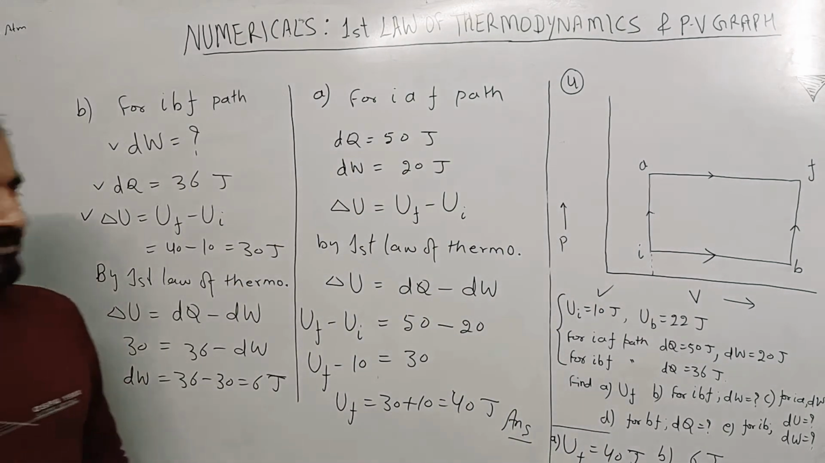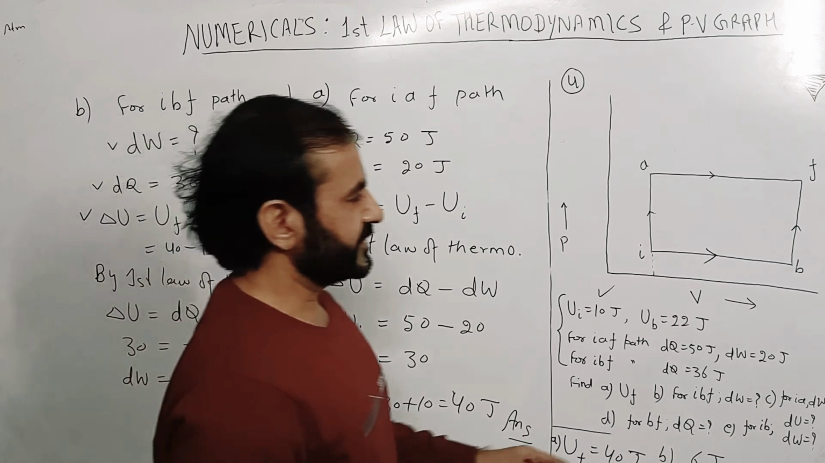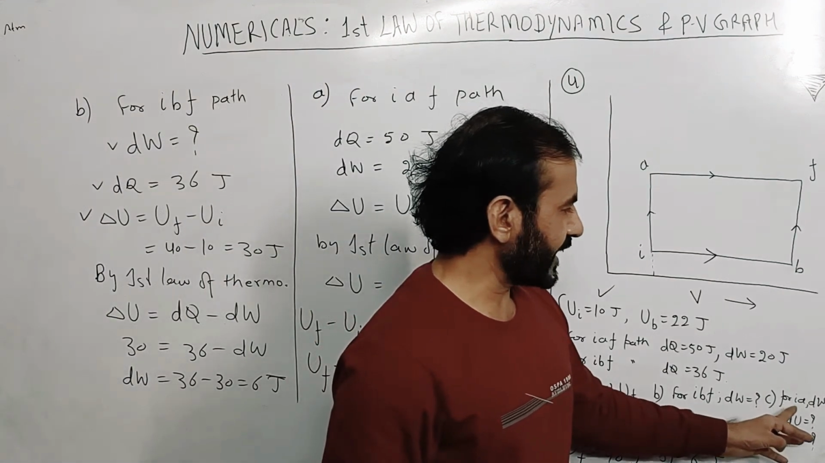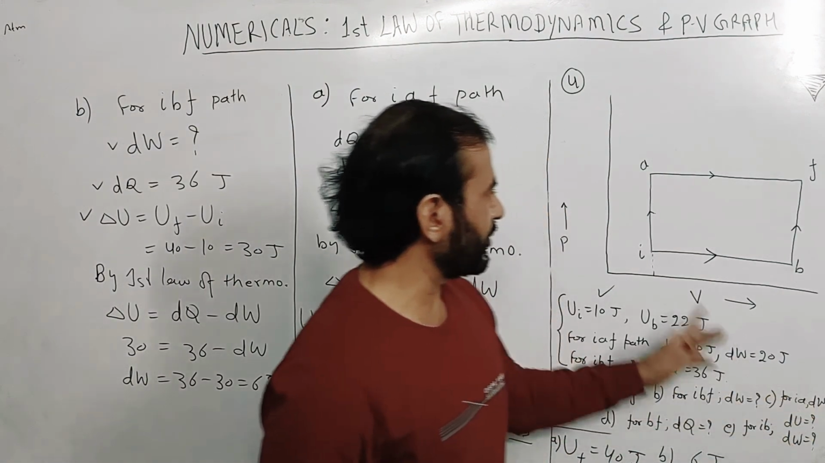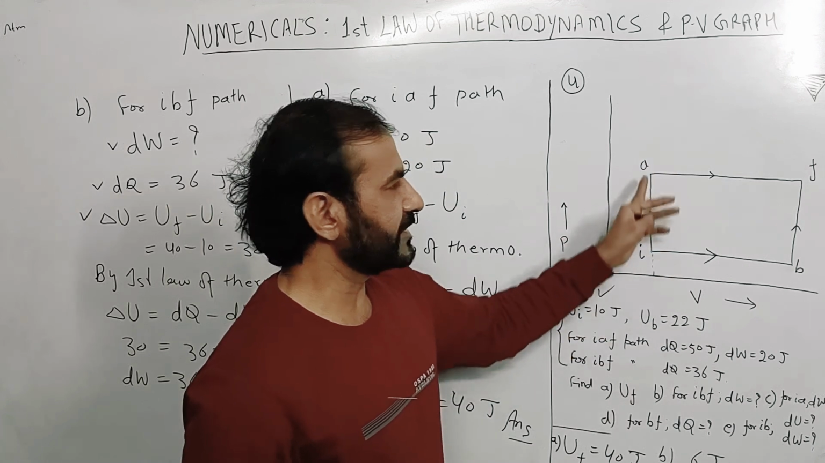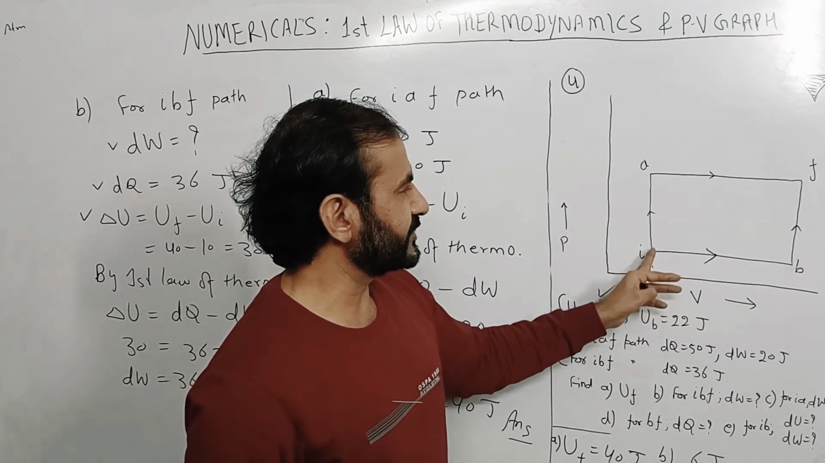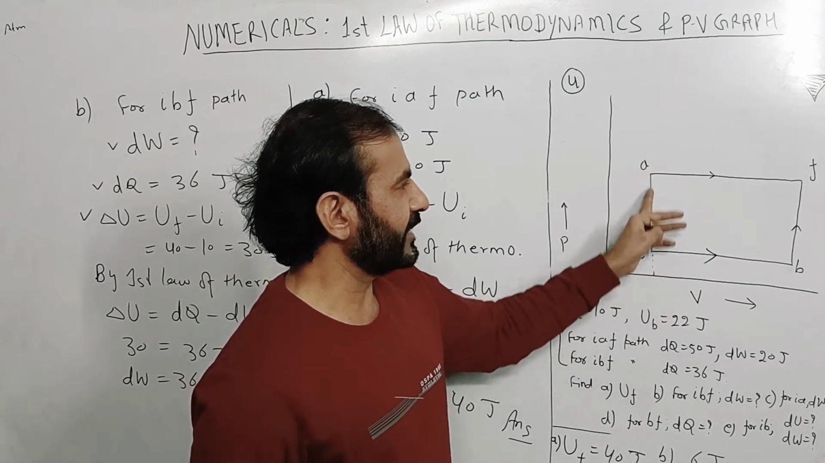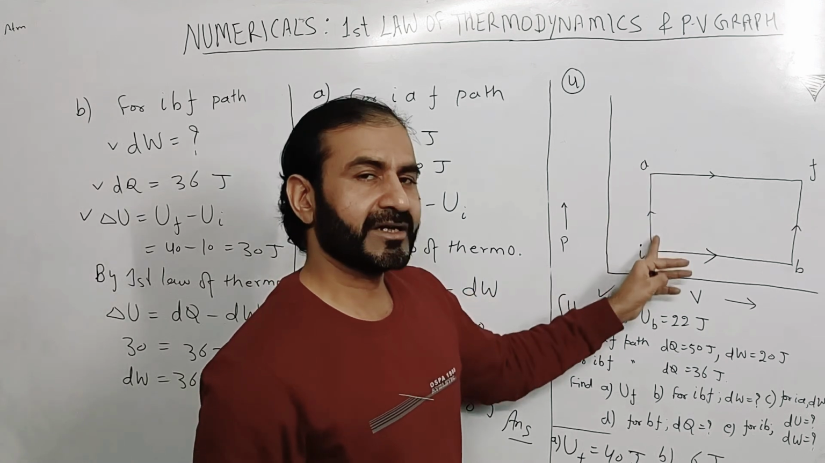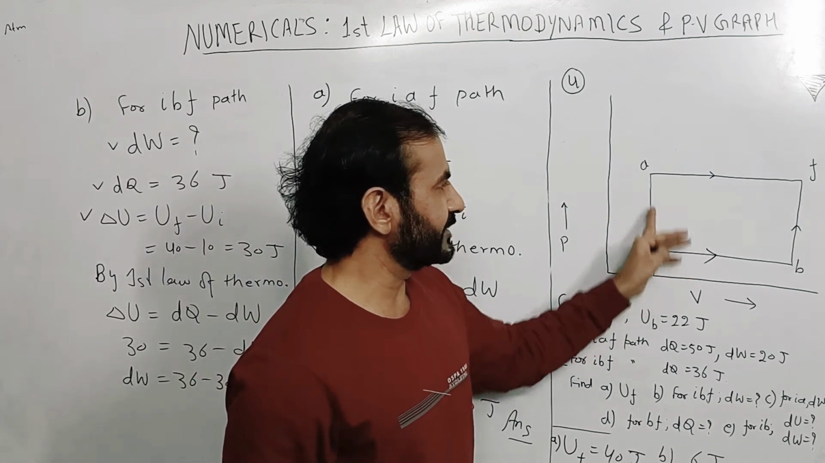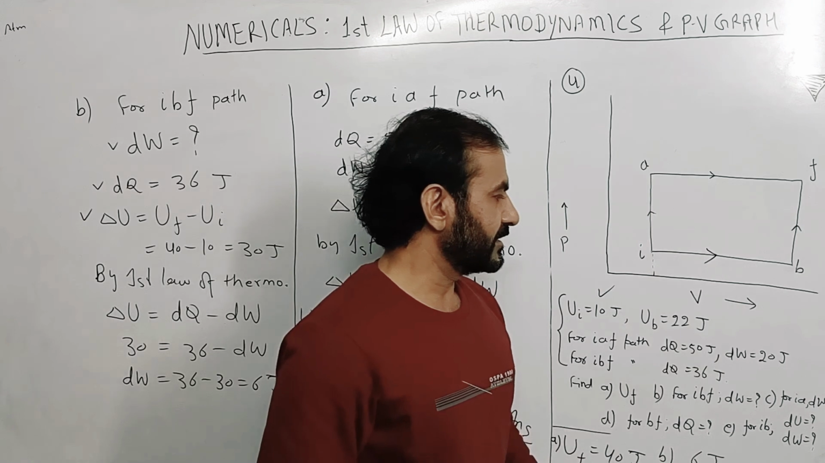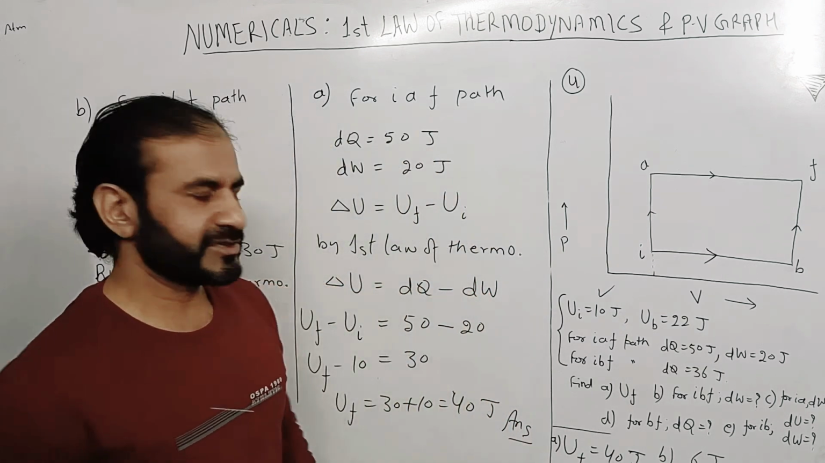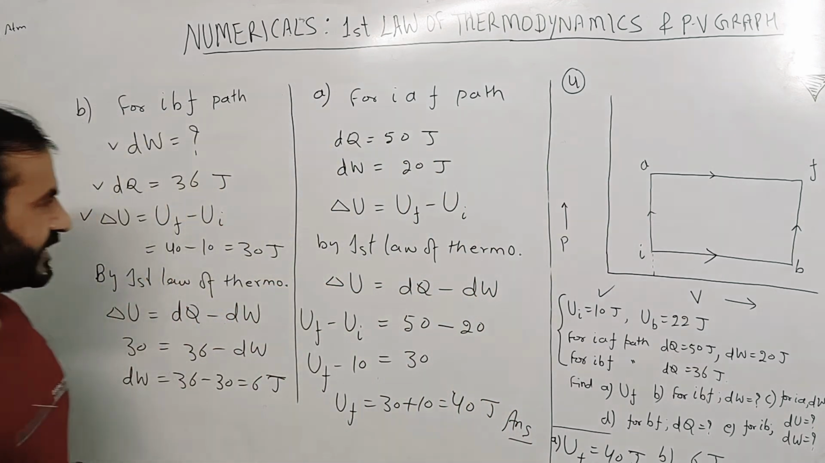I think it's clear. Now C part. For IA, dW: there is no change in volume in going from I to A. That is, delta V is 0. That's why dW is 0. Work done is 0 because work done is P into delta V.